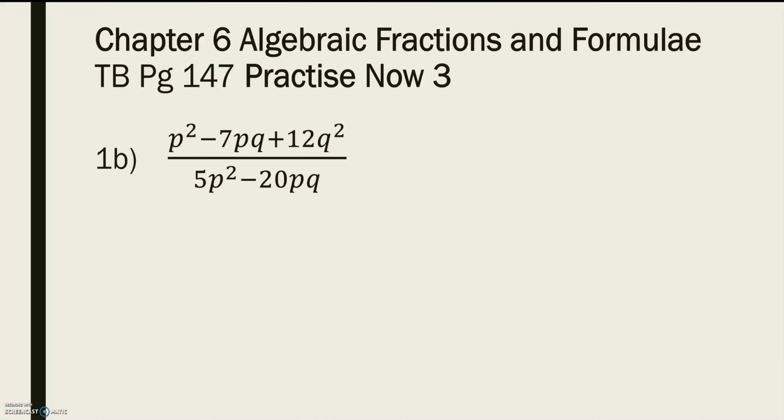In question 1b, given p squared minus 7pq plus 12q squared divided by 5p squared minus 20pq, in the numerator, you will realize that you have three terms, which means you will need to apply the cross table method. Using your cross table method, you will put in your p times p to give you your p squared, and you will have the 12q squared in the second column with a minus 7pq in the last column.